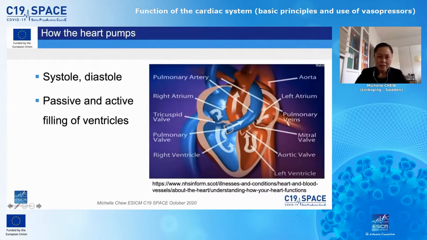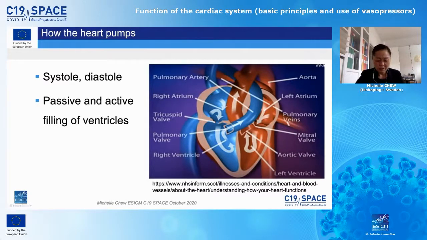So the heart cycle is divided into two phases, as you all know. Systole, which is an active and energy-dependent phase, and diastole. So the left ventricle ejects blood into the aorta, as I showed you in the previous slide, and the right ventricle ejects blood into the pulmonary trunk and from there on to the lungs. That was systole. The second phase is diastole.